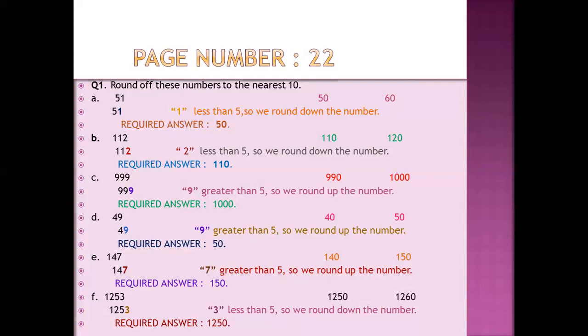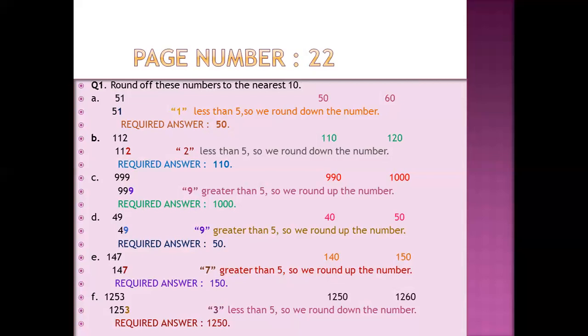Then in part E, 147, concentrate on the ones place value. 7 is on the ones place and 7 is greater than 5. So we round up the number because 7 is greater than 5. And the last part, 1253. Where does 3 lie? 3 lies on the ones place and 3 is smaller than 5. It means that we round down the number and our number falls in 1250. So after rounding off 1253, we got required answer 1250.